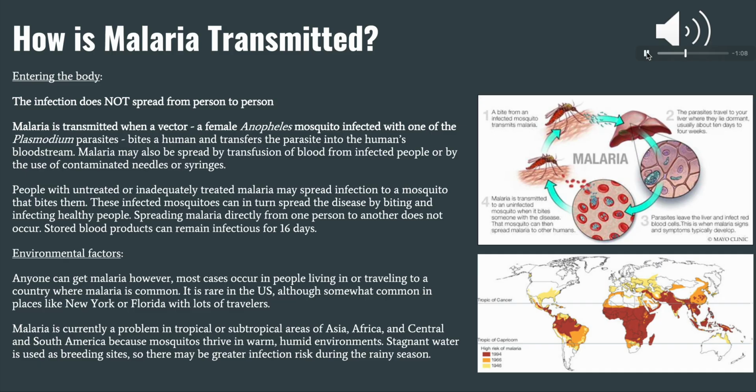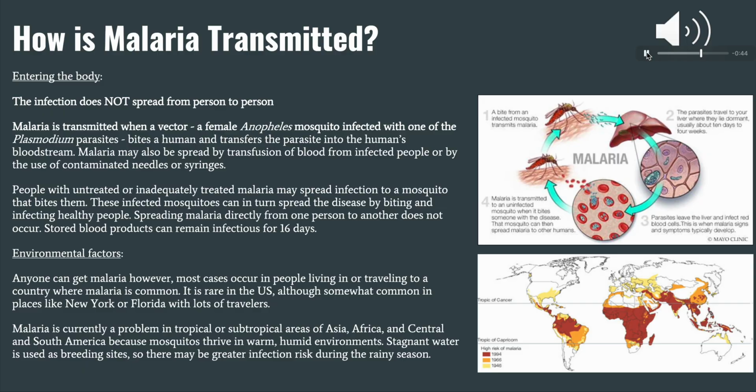People with untreated or inadequately treated malaria may spread the infection to a mosquito that bites them. These infected mosquitoes can in turn spread the disease by biting healthy people. Spreading malaria directly from one person to another does not occur, like we said, but stored blood products can remain infectious for 16 days.